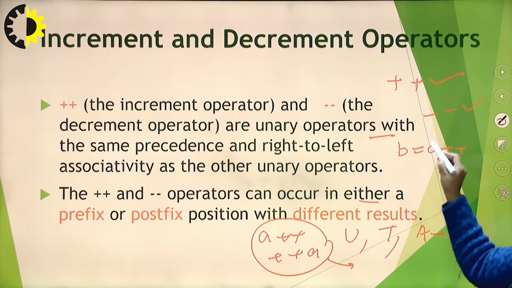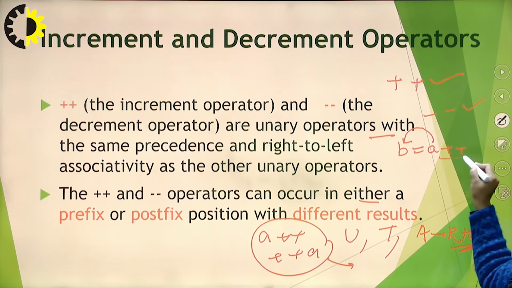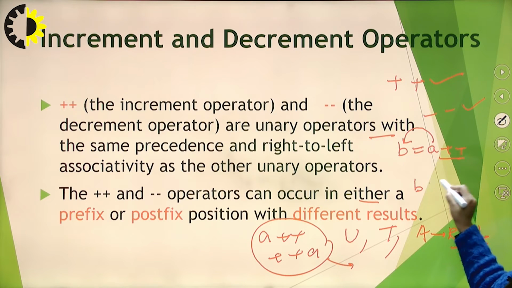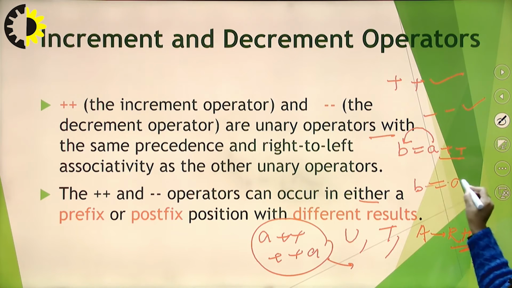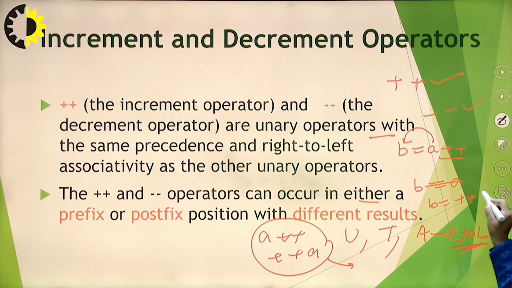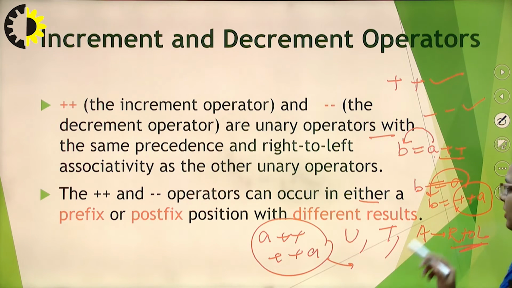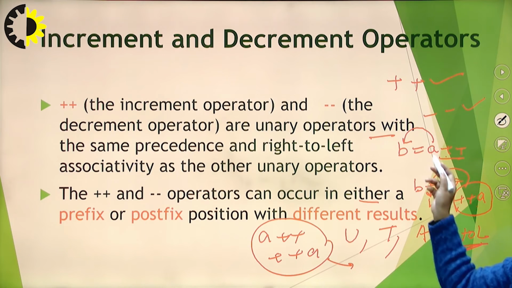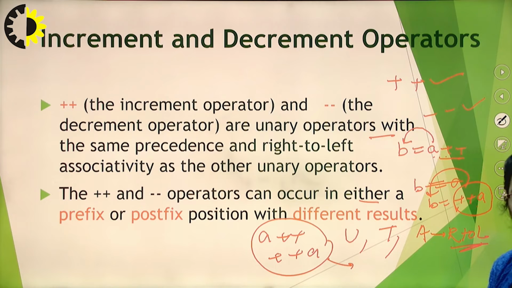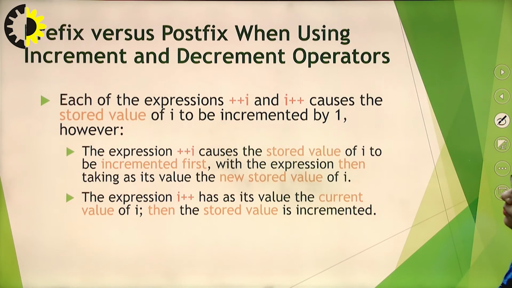Suppose we are writing B equals A plus plus. First of all, the value of A would be assigned to B, and then the value of A would be incremented. And if we are writing B equals plus plus A, then first of all, the value of A would be incremented, and then it would be assigned. So this is post increment, and this is pre increment. In the prefix case, the value of A is incremented first, then assigned. In the postfix case, the value of A is assigned first, and then incremented. So the prefix and postfix unary operators may have different results.